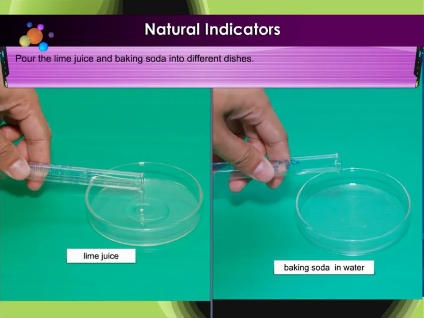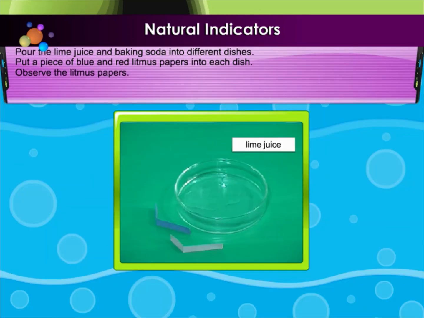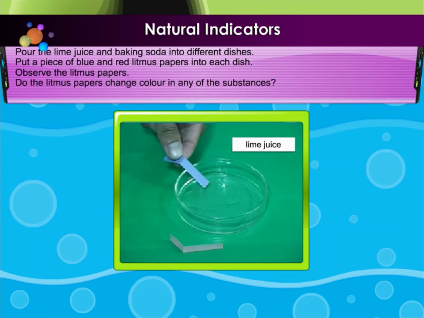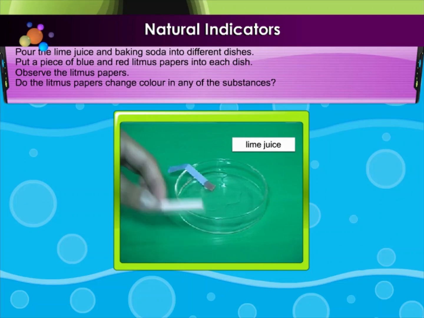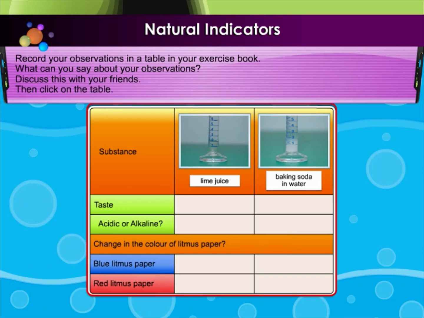Pour the lime juice and baking soda into different dishes. Put a piece of blue and red litmus papers into each dish. Observe the litmus papers. Do the litmus papers change color in any of the substances? Record your observations in a table in your exercise book. What can you say about your observations? Discuss this with your friends. Then click on the table.